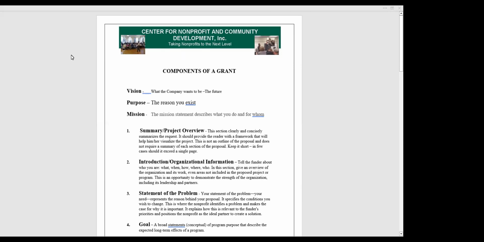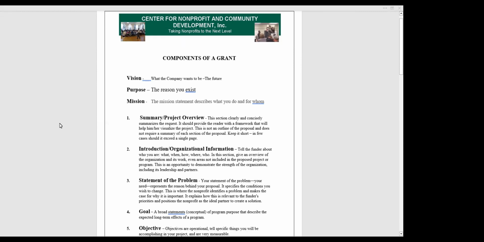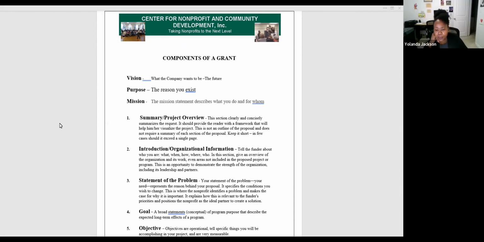Now, we've gotten through the summary. We made it through the introduction. The next thing the funder wants to look at is number 3. So that's the statement of the problem. Exactly.